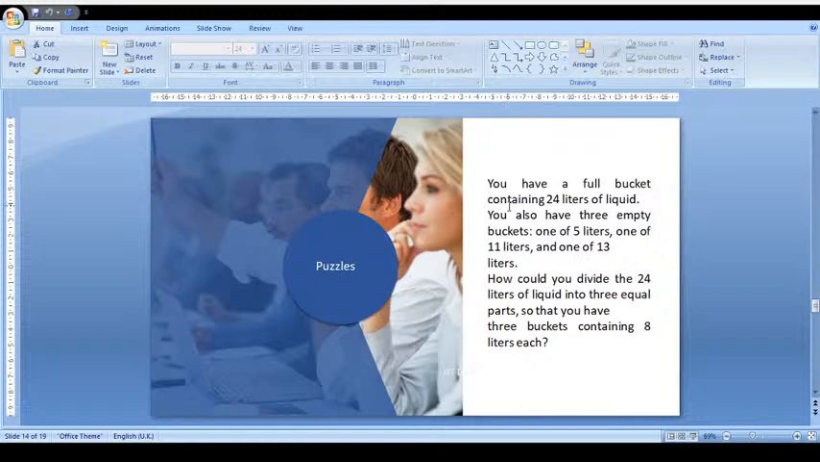This is the puzzle which says that you have a full bucket containing 24 liters of liquid. You also have 3 empty buckets, one of 5 liters, one of 11 liters, and one of 13 liters. And how could you divide the 24 liters of liquid into 3 parts so that you have 3 buckets containing 8 liters each, right? That means you have 1 full bucket of liquid and 3 empty buckets of 5, 11, and 13 liters, and you have to distribute this 24 liters of liquid into the 3 buckets containing 8 liters each, right?